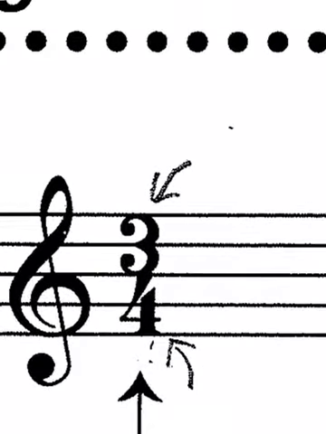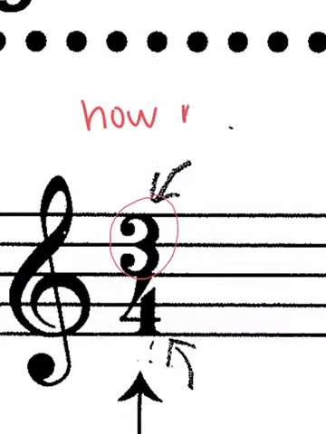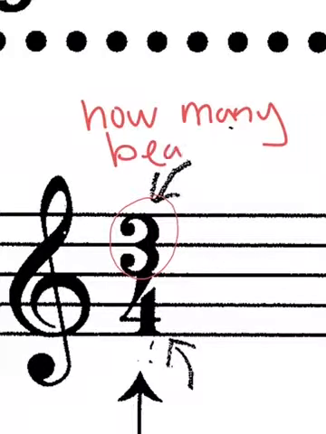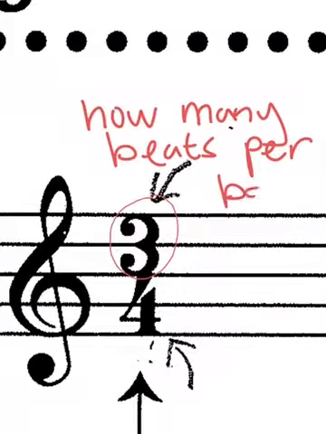So you see we've got two numbers there. The first number is that we look at as the top number. That tells us something very special. It tells us how many beats per bar. So that tells us how many beats exist in each bar.